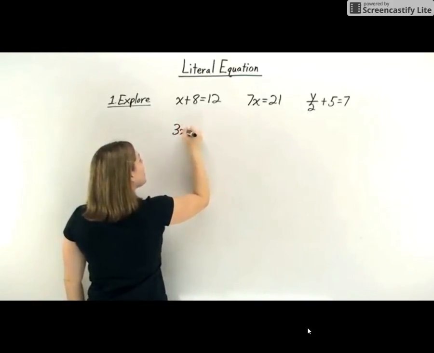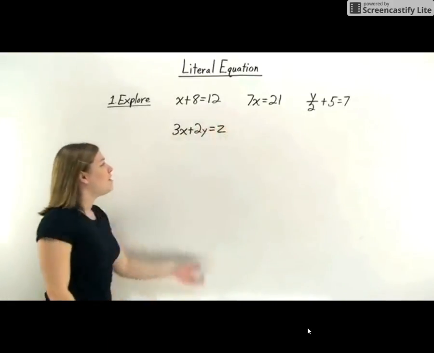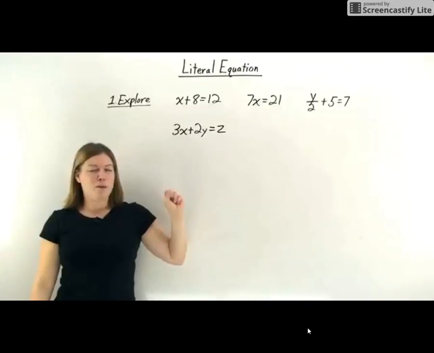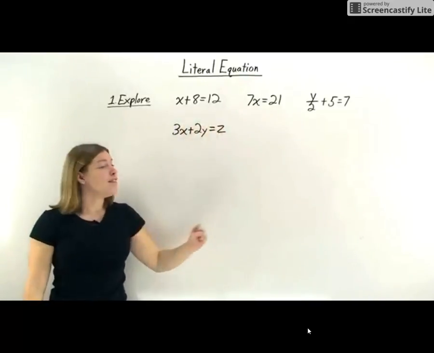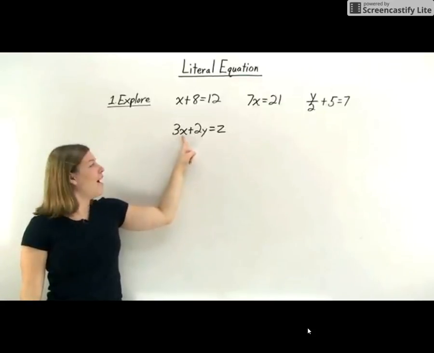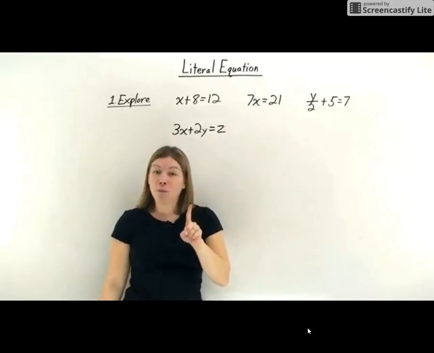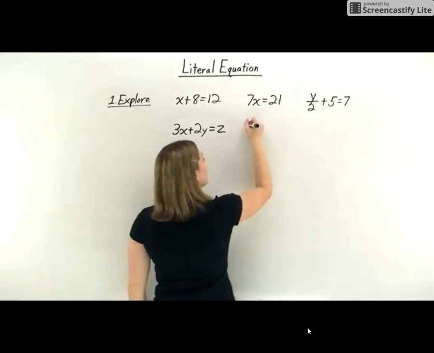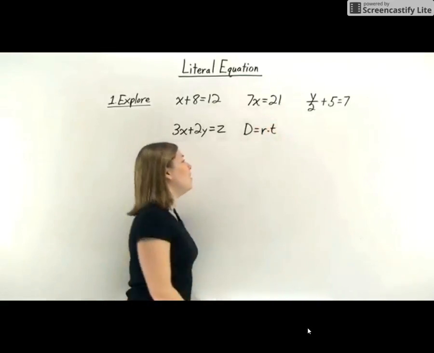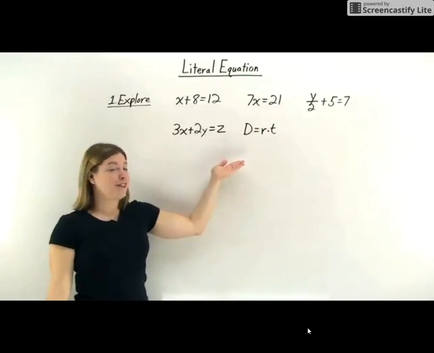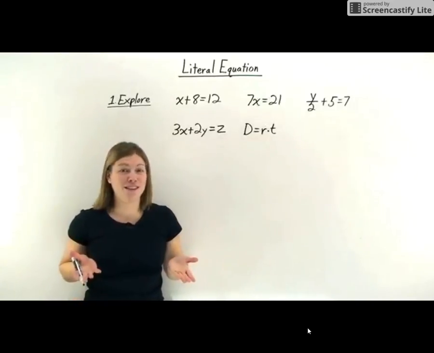Let's say we have 3x + 2y = z. Here we see we do have an equation, but it's a little bit different from the ones we just saw. Notice, this equation has three variables: x, y, and z. All of these equations only had one variable. Now, what if we had an equation like this: d = r × t? This is another equation. But notice, this one just has variables. Three variables, and no numbers.